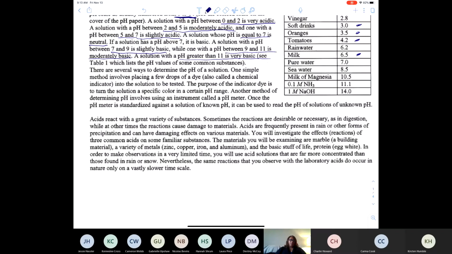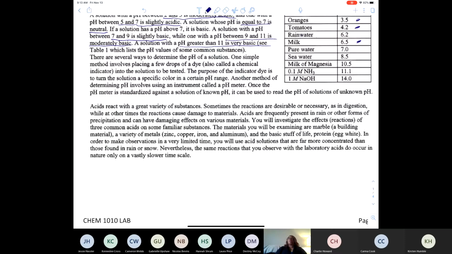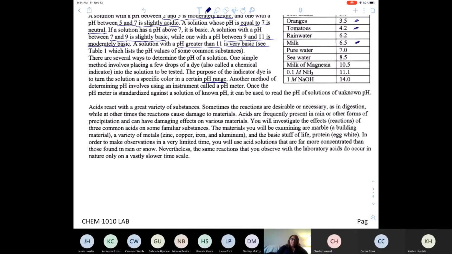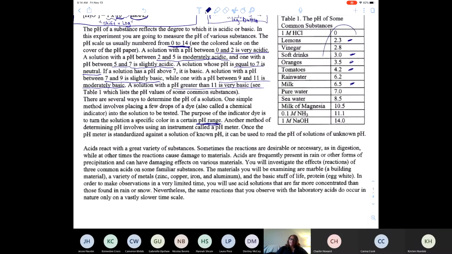And so we talked about the fact that we're going to use 3 different methods to determine pH values of several solutions. The first method is to use a chemical indicator, which is just a dye that has a specific color. And so the purpose of the indicator dye is to turn the solution that you're testing a specific color. And whatever color that solution is turned into due to the addition of the indicator, that's going to tell you a pH range. So using the indicator will not be able to tell you the exact pH number like we see here, but it will be able to tell you a pH range.